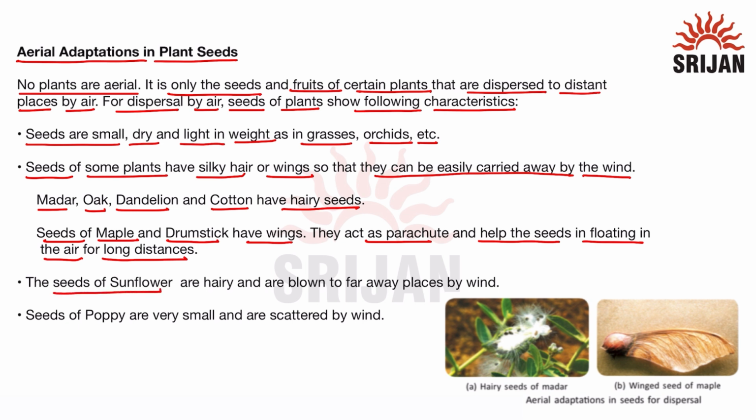The seeds of sunflower are hairy and are blown to faraway places by wind, and seeds of poppy are very small and are scattered by the wind.